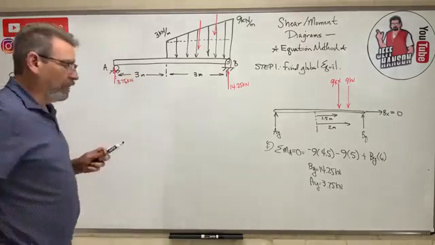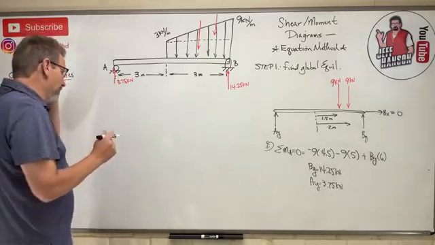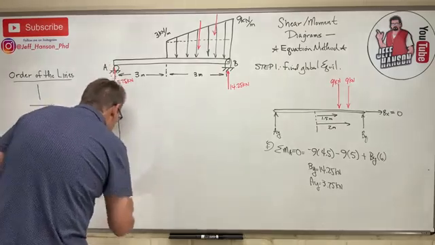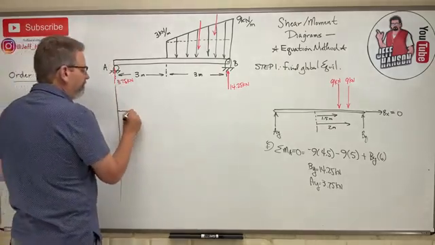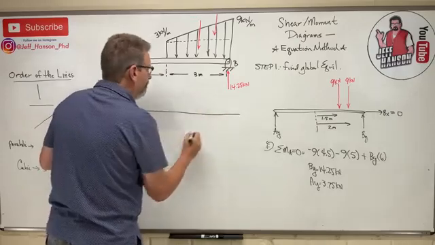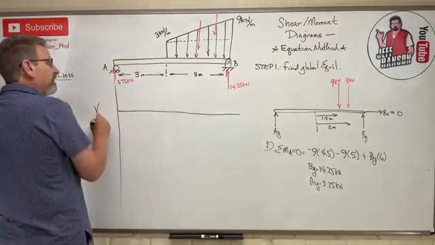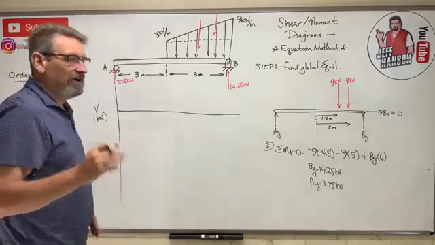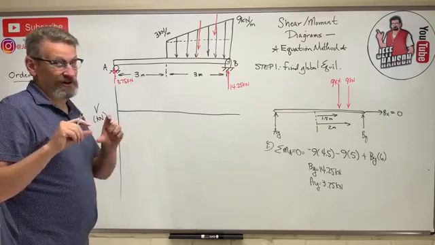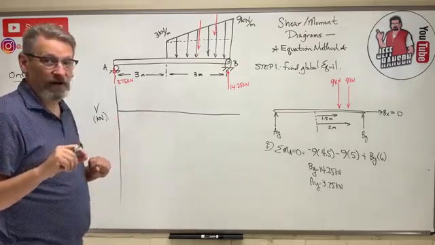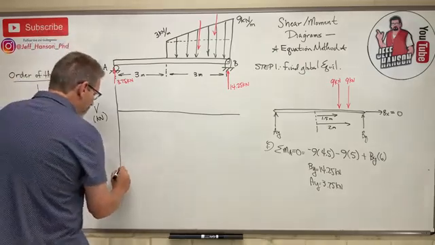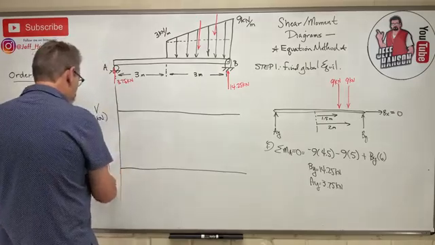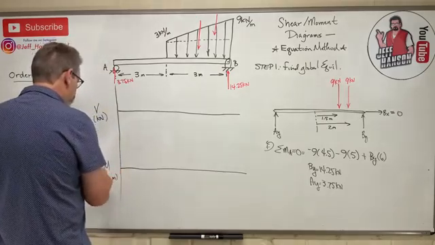You know what? We're ready to graph this thing. We got our global equilibrium. Let's go. I'm going to put my little deal in here. Here comes the V diagram, and V is in kilonewtons this time. If this stuff is confusing to you, go back to the statics series and watch it, because I have additional problems for you. And this is the M diagram, in kilonewton meters.